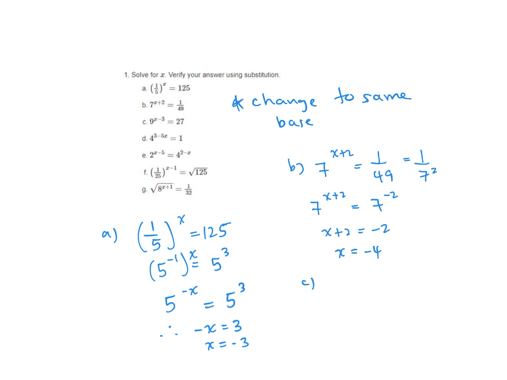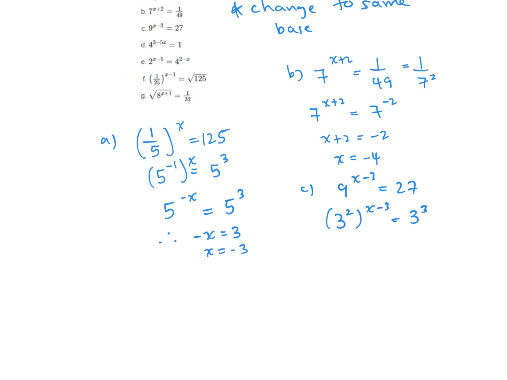C, we might have to change both sides to the same base. So 27 is not a multiple of 9, so I would always check smaller. So they are both multiples of 3. So I'm going to change 9 to 3 to the power 2, and then 27 to 3 to the power 3.